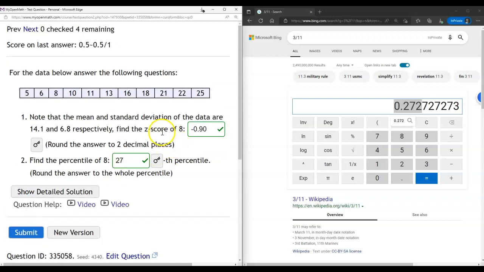So we discussed how to compute the measures of relative standing for any observation in any data set.